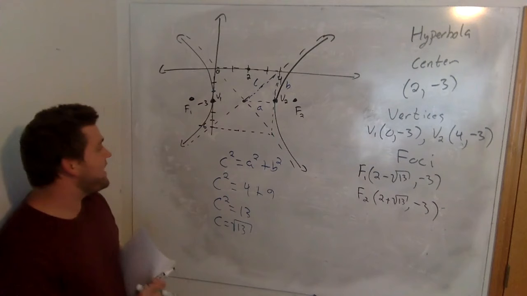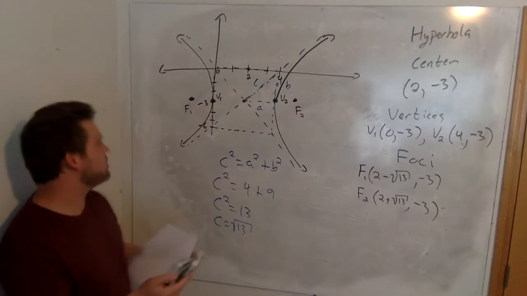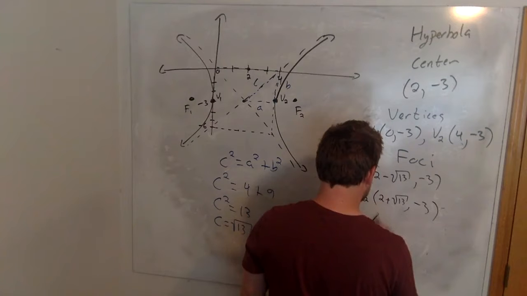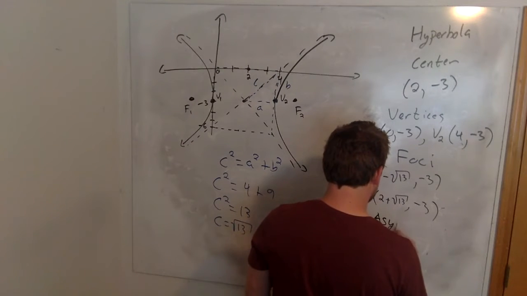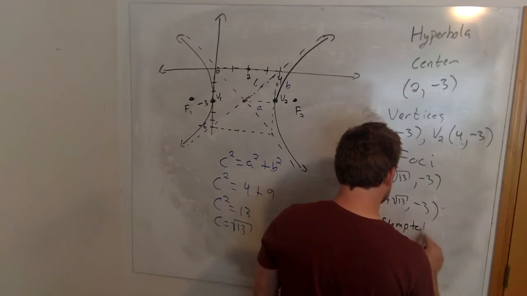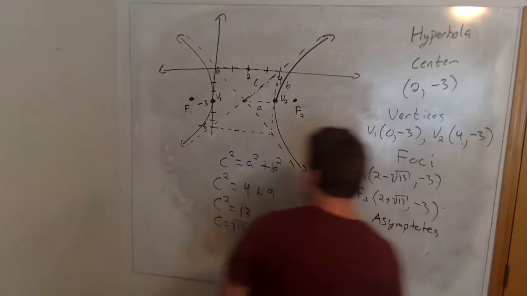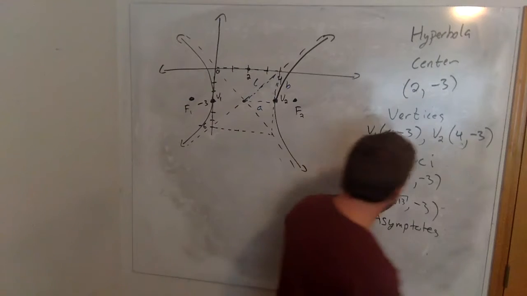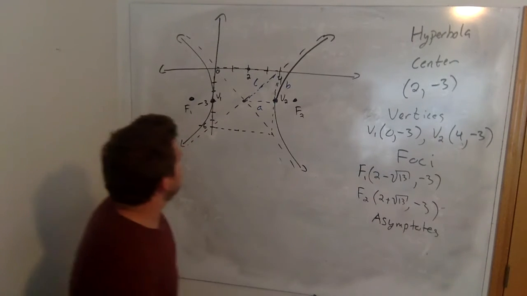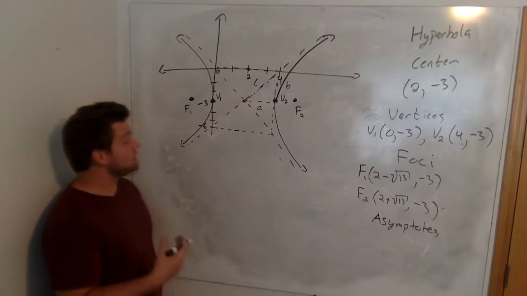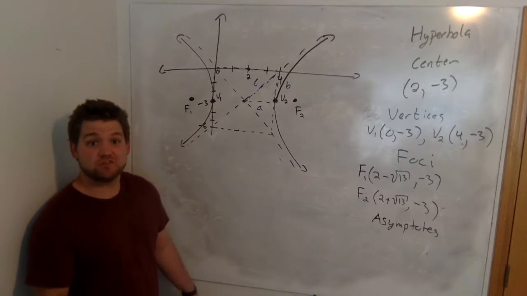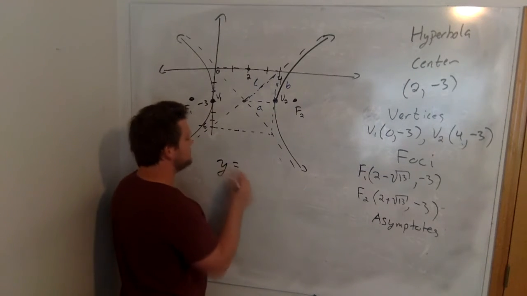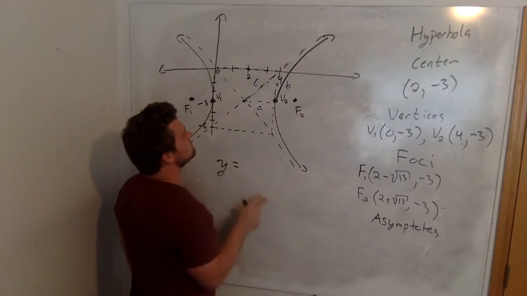Okay, what's the last piece of information? Oh, we could talk about the asymptotes. Let's write down the equation of the asymptotes. There's a couple ways you could do this. I usually like to think about the asymptotes not being shifted away from the origin. So if we have y is equal to, what will be the slope of this line?